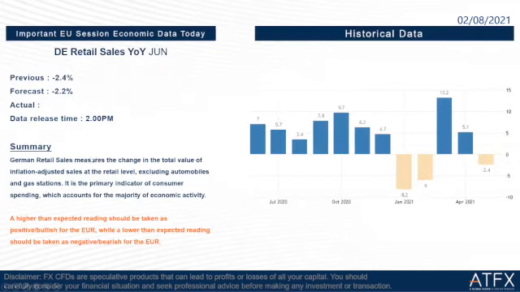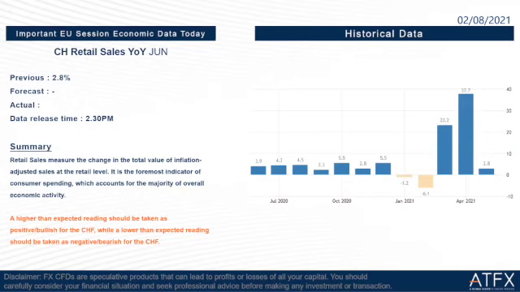The first one, Germany retail sales yearly June. The previous is negative 2.4%. The forecast is negative 2.2%. The data release time is at 2 o'clock later. A higher than expected reading should be taken as positive or bullish for the euro dollar, while a lower than expected reading should be taken as negative or bearish for the euro dollar.